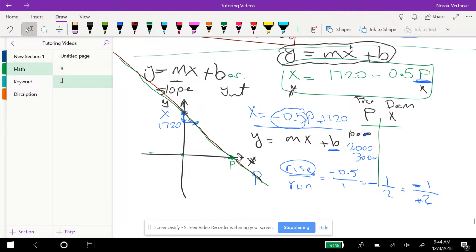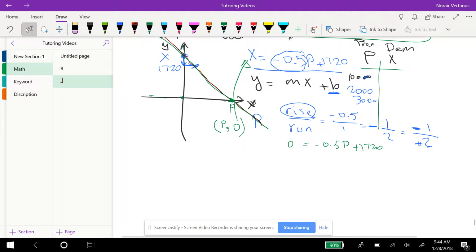So since this is P and this is demand X, what are the coordinates of this point? P, we don't know what it is. We're going to find it. It's an x-intercept, meaning it's on the x-axis. When it's on the x-axis, the Y value is 0, meaning the demand value is 0. So I'm going to substitute 0 for x in your equation and solve for P. If I put 0 here, 0 equals negative 0.5 P plus 1,720.